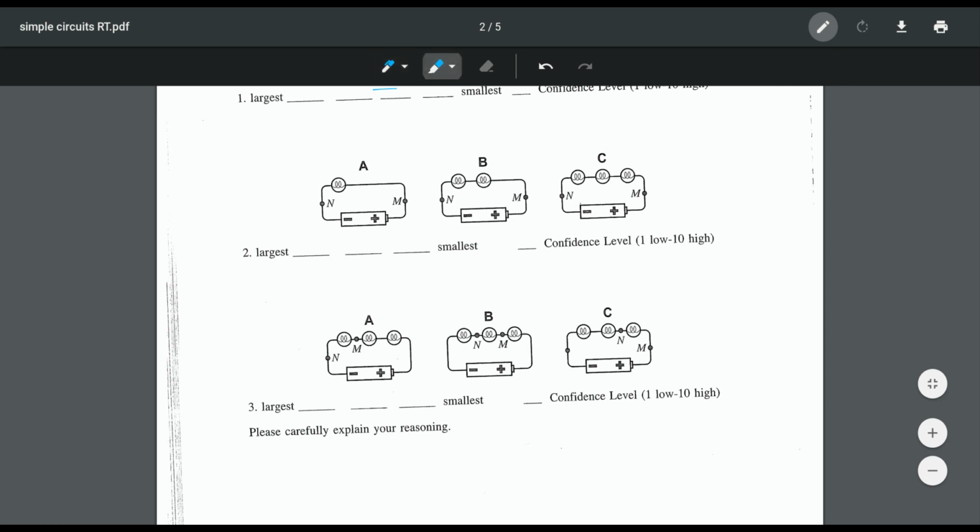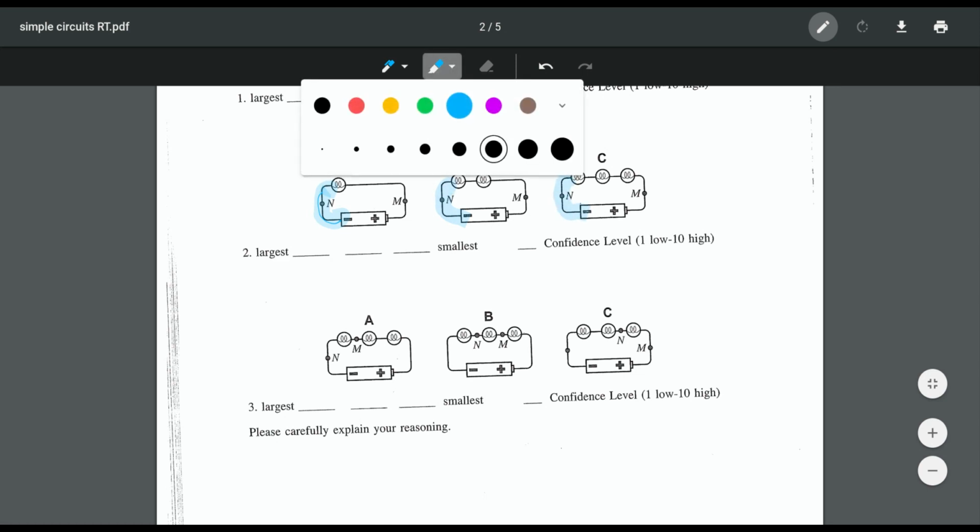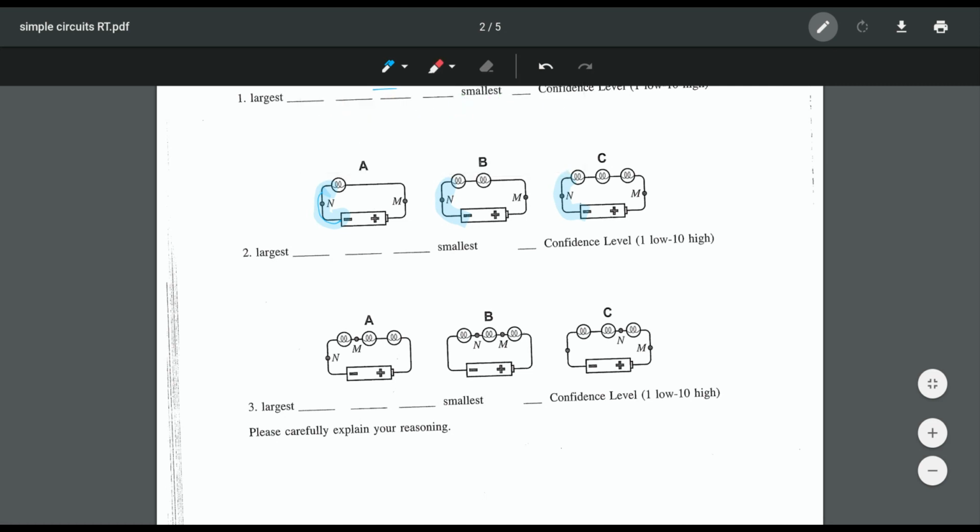So we'll go through again with the highlighter here. Again, I'm going to use blue for the negative side of the battery, and I'm going to use red for the positive side of the battery. And let's keep going through here.